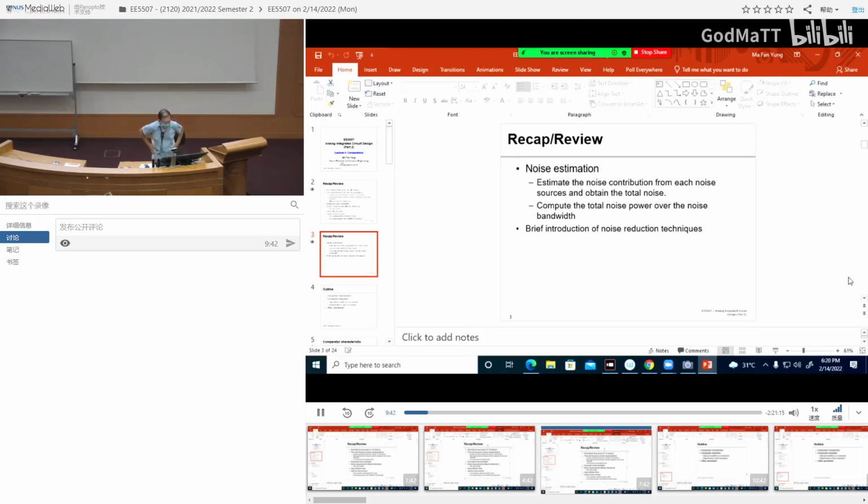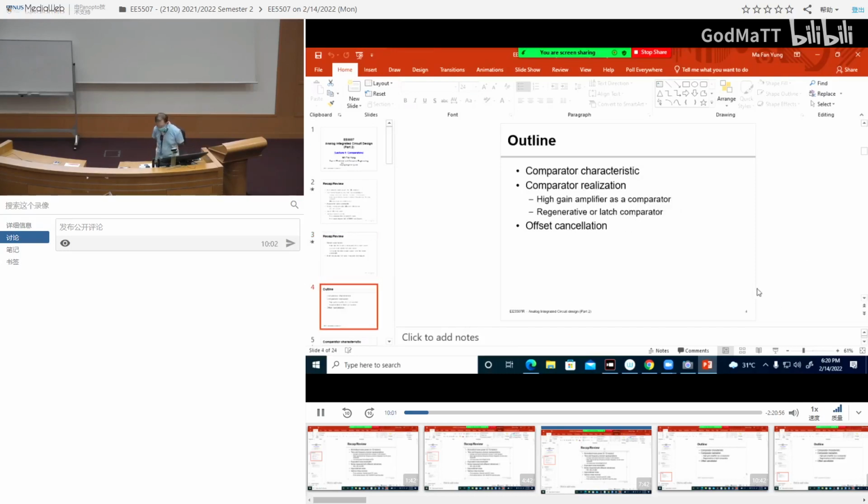And then we talk very briefly about some circuit techniques to try to reduce the noise. The simplest way is, if you can filter, put in a filter to reduce the bandwidth. But you must put in a low noise filter, obviously.